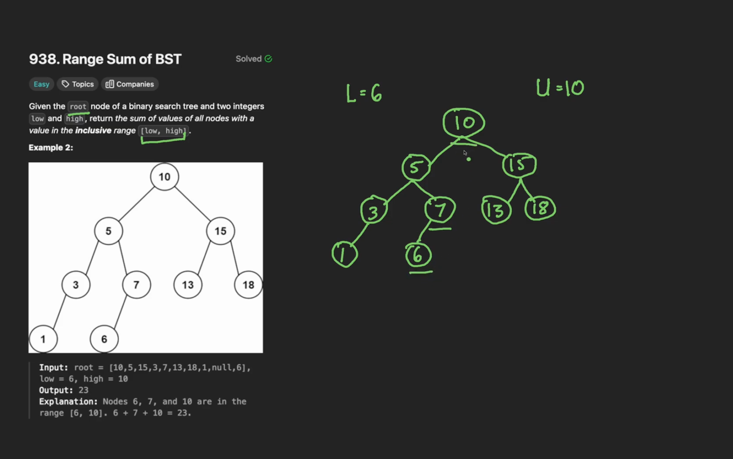An important thing to note here is that the range is inclusive. So that's why 6 is included and 10 is included. The sum of all those three numbers is 10 plus 7 plus 6, and that gives us 23. This number is our answer, and we simply return that. Okay, so as it turns out, there are three ways of solving this problem, and they all differ in the way that we traverse this tree.